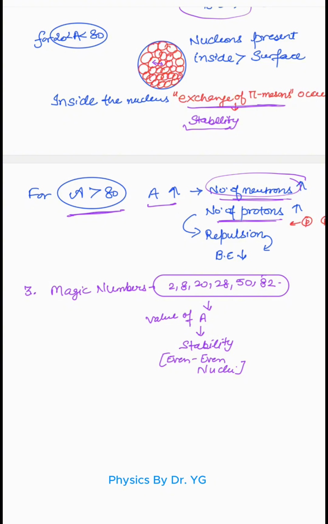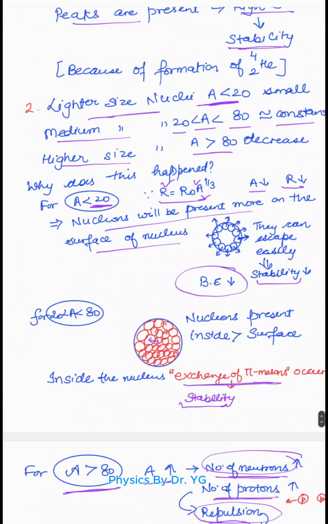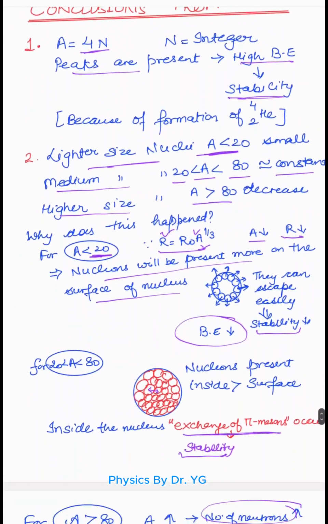When the number of protons is increasing, it results in repulsion force, and repulsion leads to a decrease in the binding energy, because when there is a repulsion between the protons, they have a tendency to move out of the nucleus, like they want to escape from the nucleus because of the repulsive force. So binding energy decreases. So the three conclusions that we have drawn, we have studied deeply.